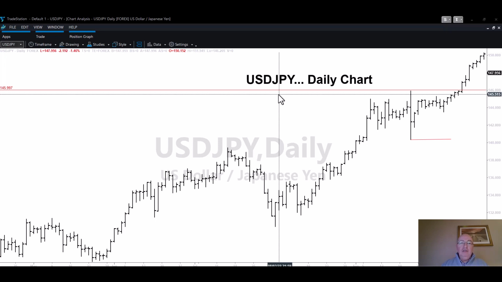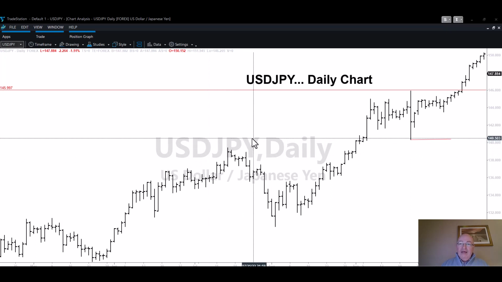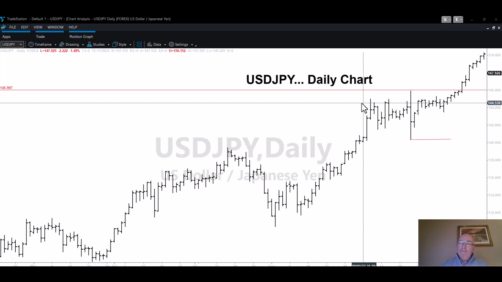I just want to point out the importance of being able to understand the basics of price action. And this is a daily chart. In this instance, it is a daily chart of the US dollar versus the Japanese yen. And each bar here represents, as I've already said, 1 day.